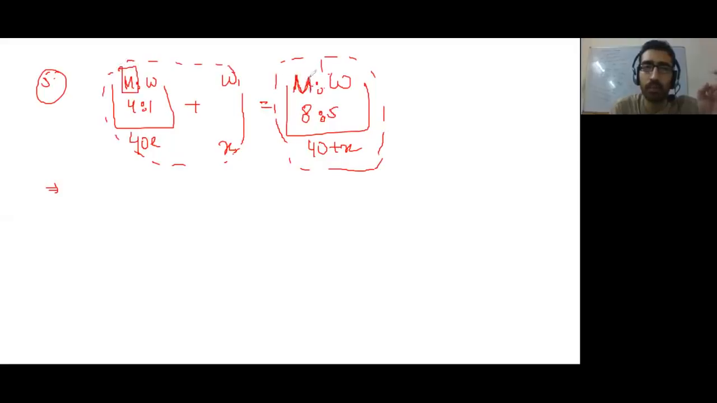Since milk hasn't changed in quantity, though it may have changed in concentration, equate the quantity of milk here with the quantity of milk there. Milk was 4 out of 5 times 40. Out of a total of 5 parts, 4 were milk, which means 4 out of 5 into 40 was the milk quantity. This must be equal to 8 out of 13, since 8:5 was the final ratio, 8 out of 13 into 40 plus X.